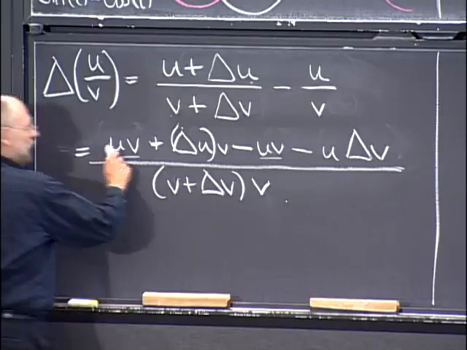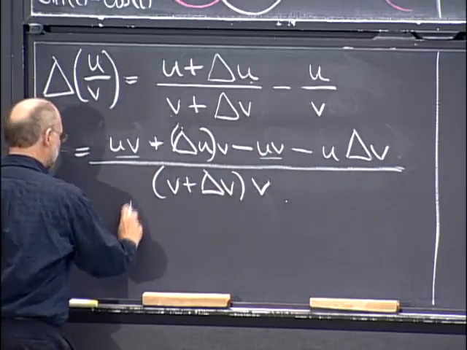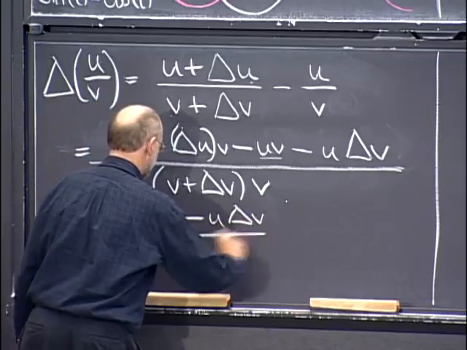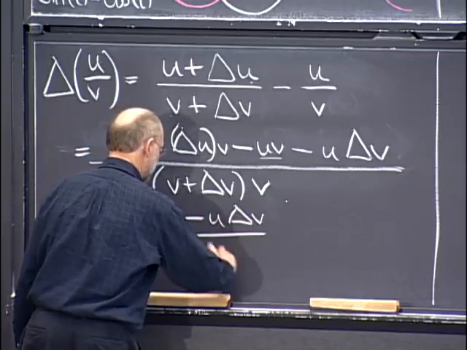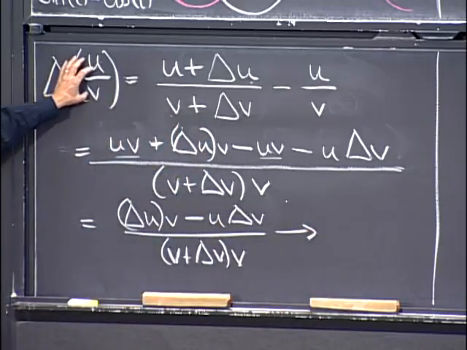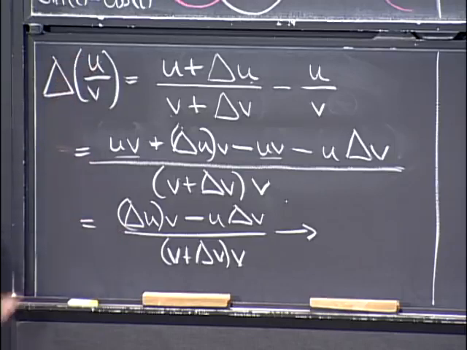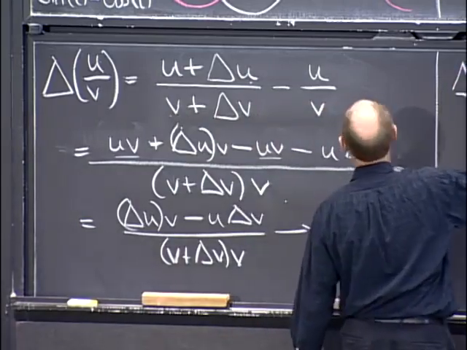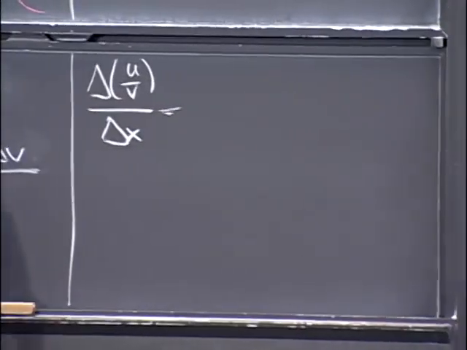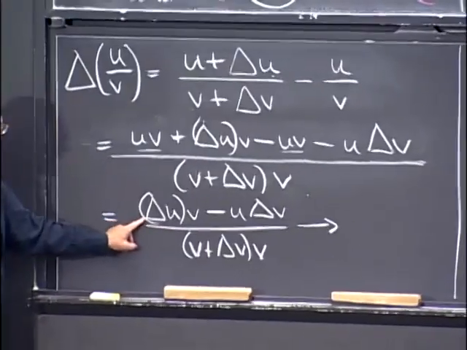Good. All right, so I cancel these, and what I'm left with then is delta U times V minus U times delta V, and all this is over V plus delta V times V. Okay, there's the difference. There's the change in the quotient. The change in this function is given by this formula. And now, to compute the derivative, I want to divide by delta x and take the limit. So let's write that down. Delta of U over V, divided by delta x, is this formula here divided by delta x.